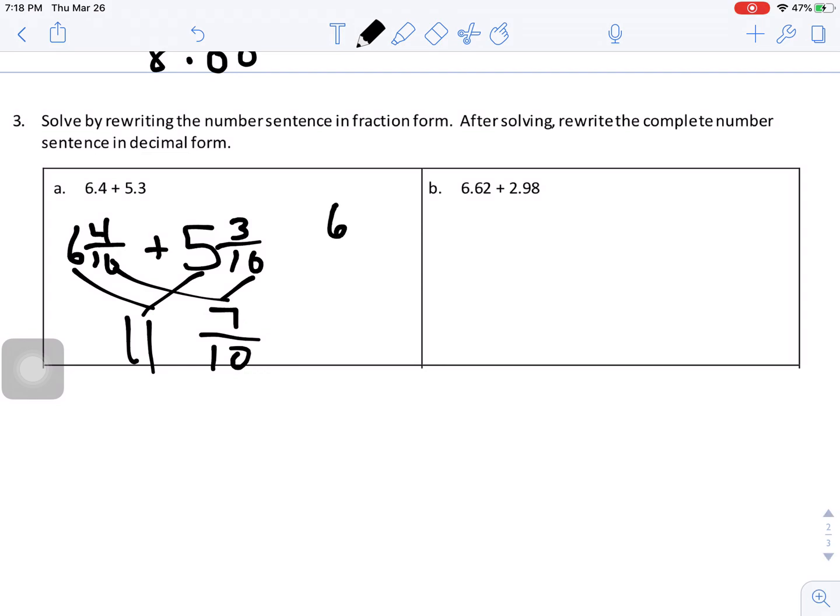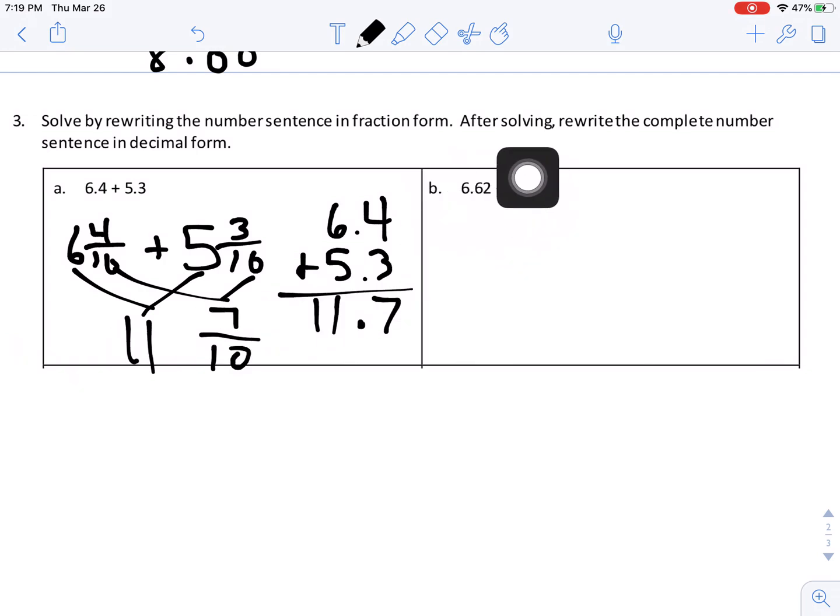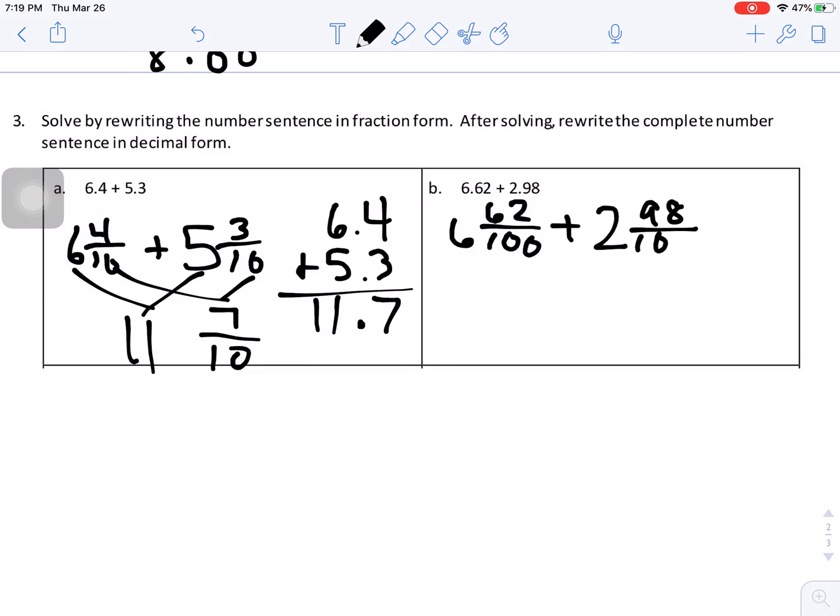If I wanted to add decimals, I line up my places. Make sure my tenths are with my tenths, my ones are with my ones. 4 plus 3 is 7. Separate. 6 plus 5 is 11. I have 11 and 7/10. You will do the same for all of the problems that look like this. Notice this has hundredths now, so I have to write 6 and 62 hundredths plus 2 and 98 hundredths.